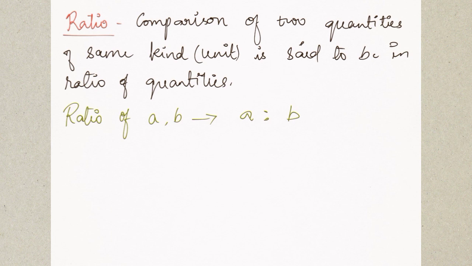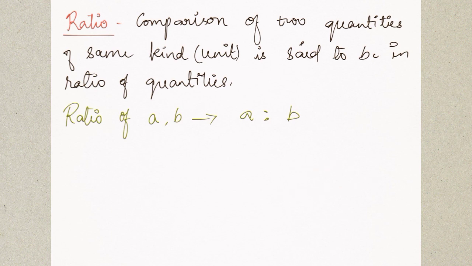A ratio is a comparison of two quantities of the same kind, in the sense of having the same units. We have been finding so many ratios, even how much a line is getting divided, the 1:2 ratio, the 3:2 ratio, the line division ratio. So many ratios you have seen up to now.